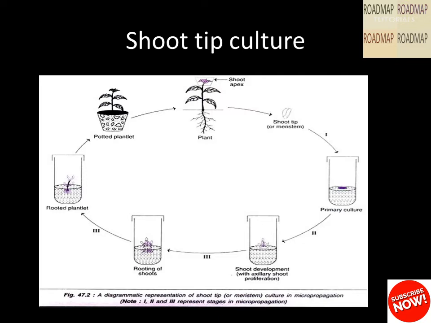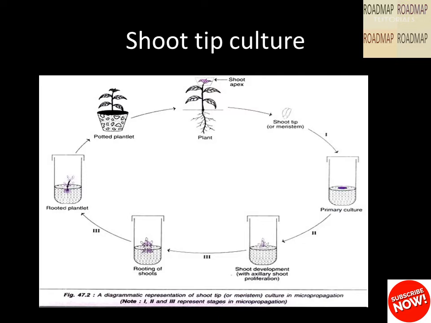In stage 2, shoot development takes place along with axillary shoot proliferation. High levels of cytokinins are required for this purpose. Stage 3 is associated with rooting of shoots and further development of the plantlet. Root formation is facilitated by a low cytokinin and high auxin ratio. This means a low amount of cytokinin and more auxin is added, so that development takes place at a faster rate.